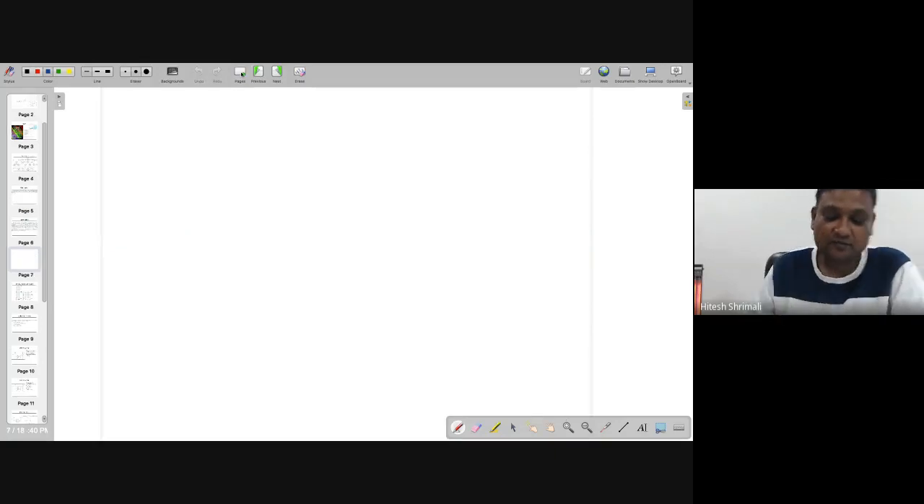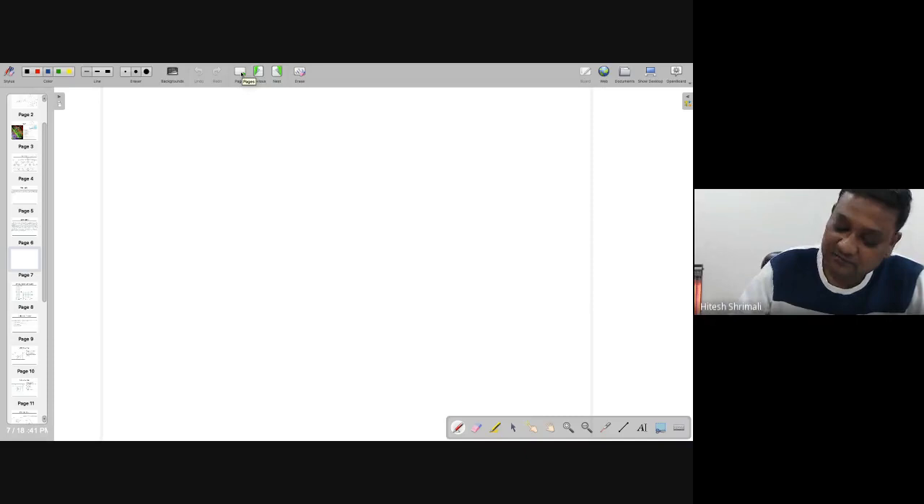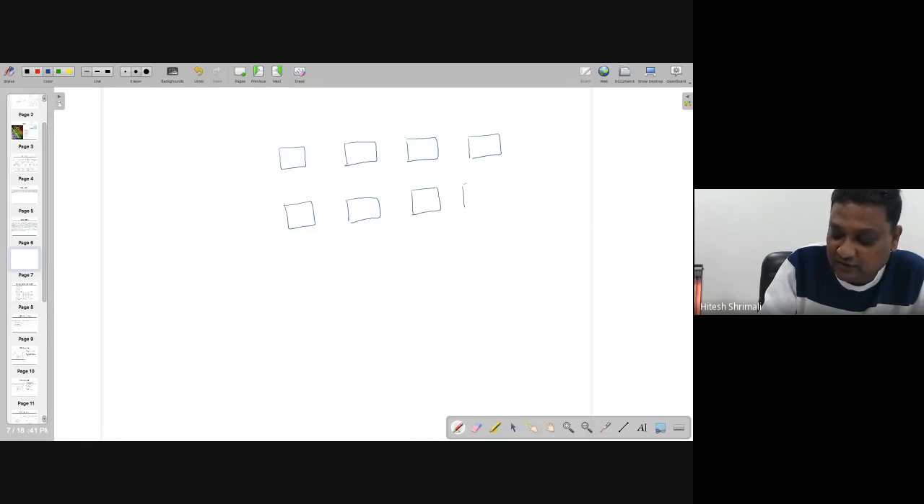Now, if you look at the memory at the top side, what I'm doing here, let's assume that there are 4 blocks in this particular row, and 4 blocks in the column like this.